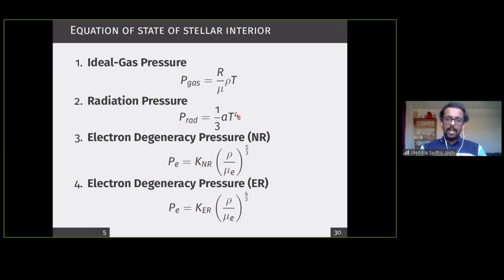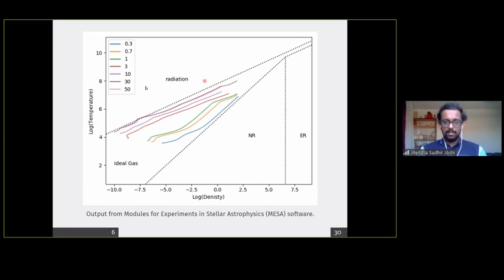So if you plot a graph of T versus rho in log scale, then we should get a straight line. Similarly, we can do this for radiation pressure and electron degeneracy pressure, for non-relativistic and relativistic, for each of these cases. And what we'll find is we get a graph like this. So this is a graph of log of temperature versus log of density.